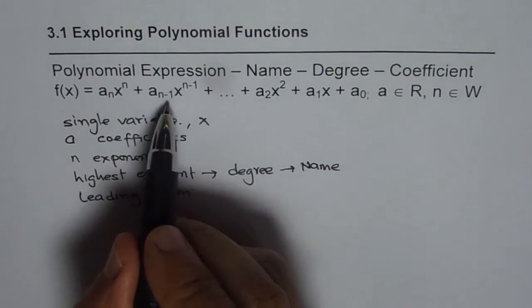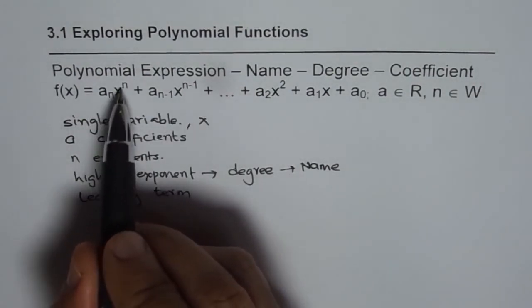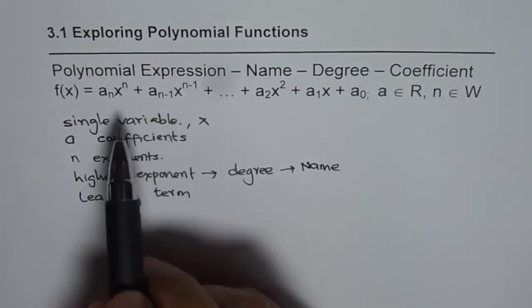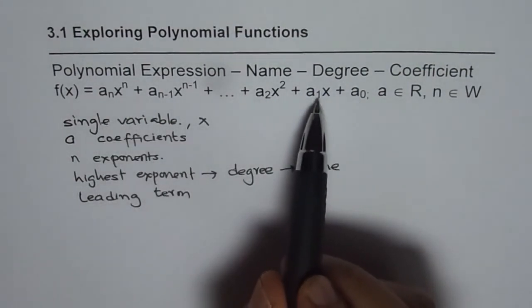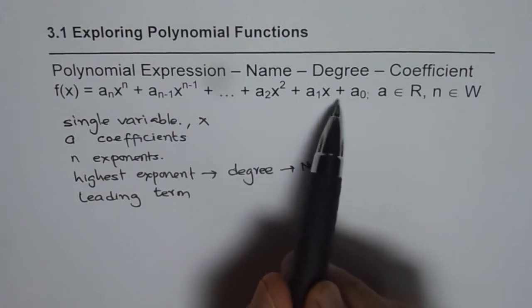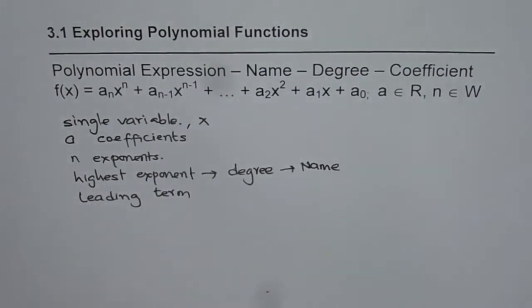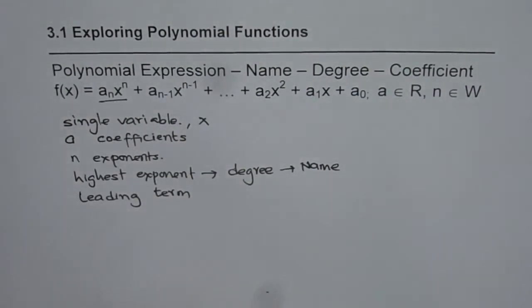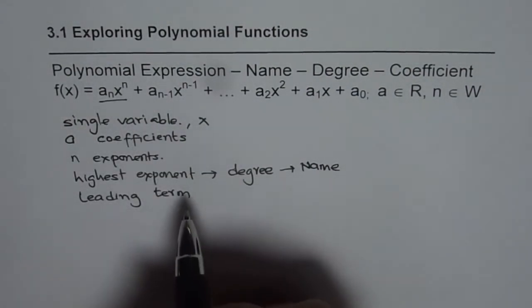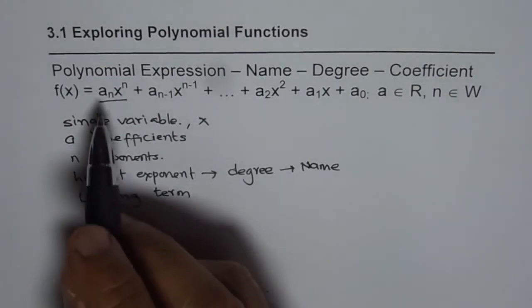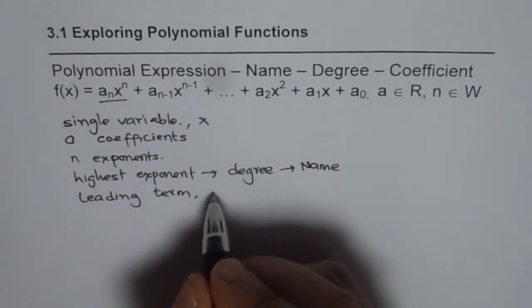Now each unit is a term, right? So when you say a_n x^n plus a_(n-1) x^(n-1), these are different terms, right? So we have here 0, 1, 2, 3, so n plus 1 terms. Do you see? 1, 2, 3 till n plus a_0. So we have n plus 1 terms in this standard equation, right? The leading term is the one with the highest degree, rather, I should say highest exponent. The leading term has the leading coefficient.